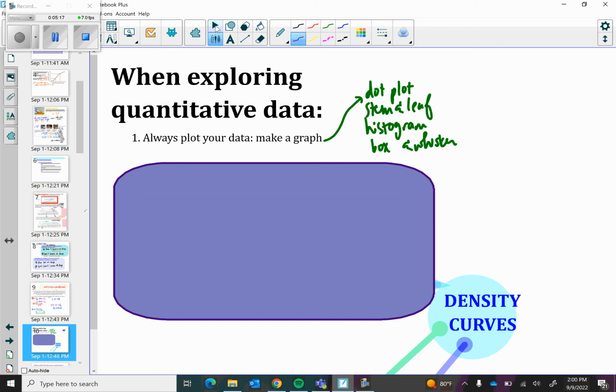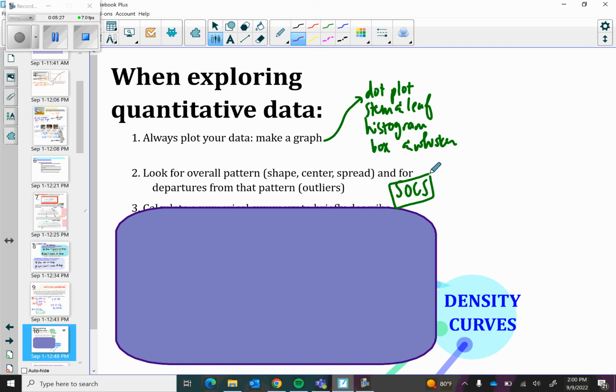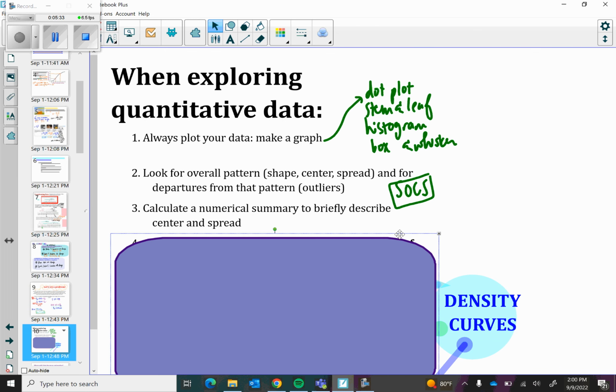Once you have plotted your data, the next thing we want to do is look for overall patterns and departures from that pattern. We know this. Our SOCs, right? Look at the distribution and describe it. We are then going to calculate a numerical summary to briefly describe the center and spread. And that would fall into the SOCs describing our distribution. We would calculate the mean or calculate the standard deviation.